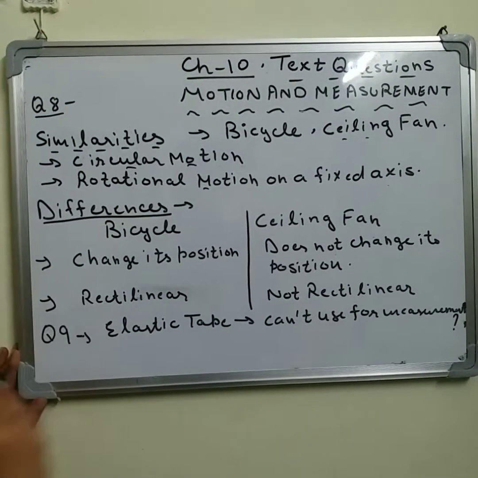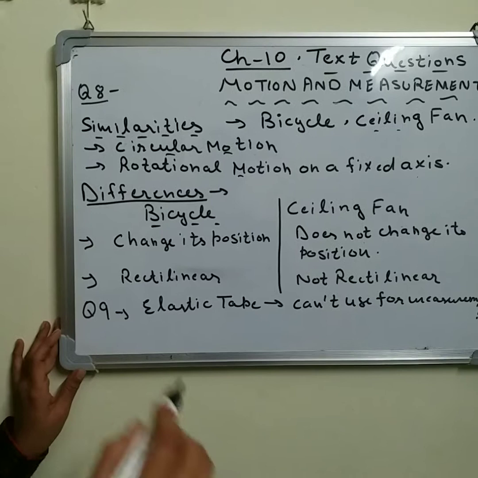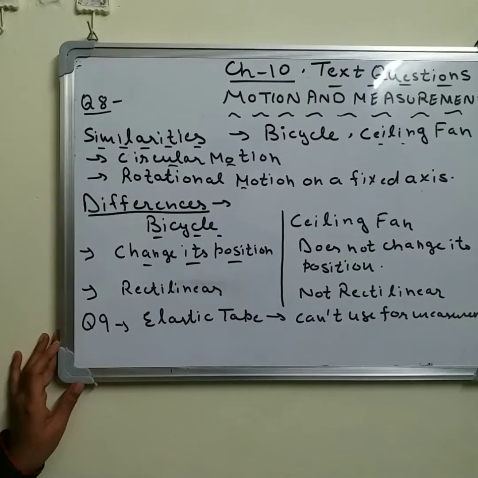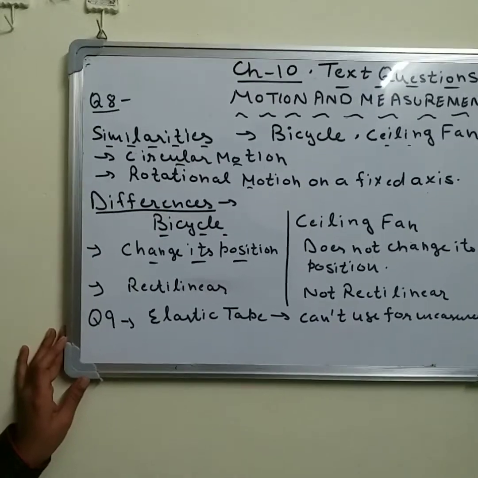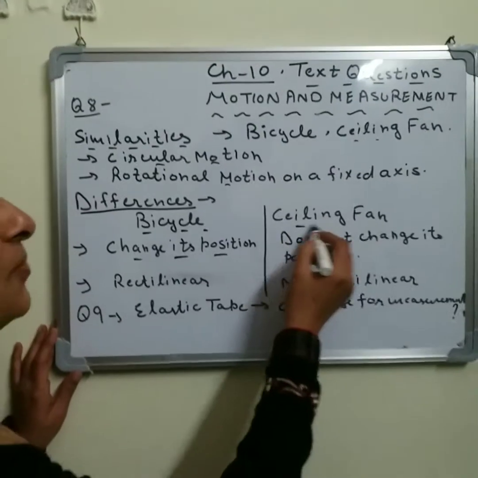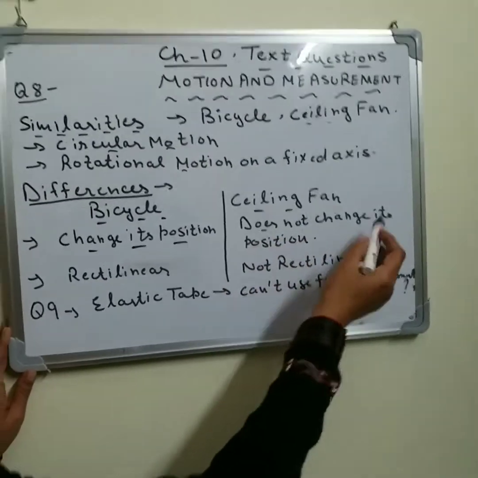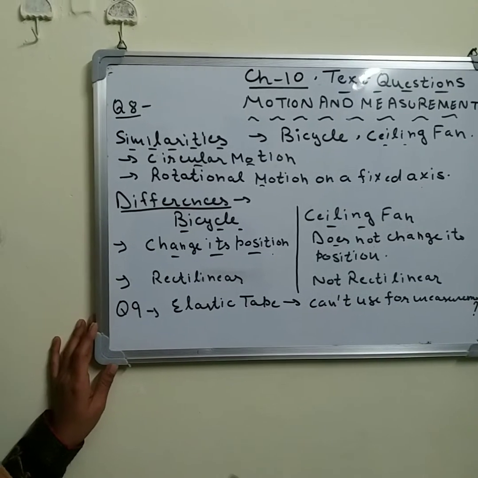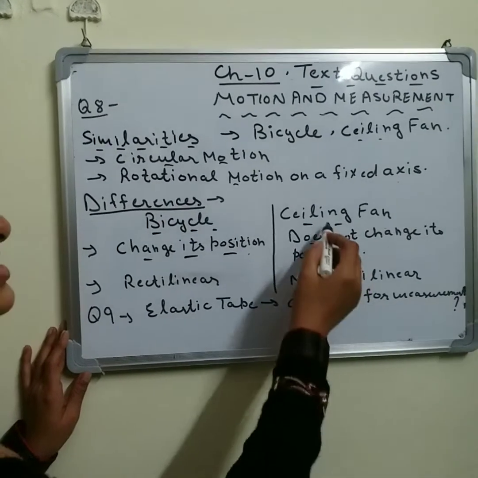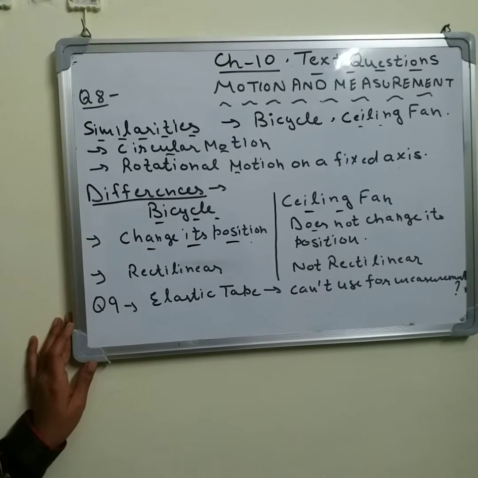When we talk about the differences, when a bicycle moves, it can change its position. But when the blades of a ceiling fan move, they can't change position. Means a bicycle can move from one place to another, but a ceiling fan does not change its position. That is one difference.